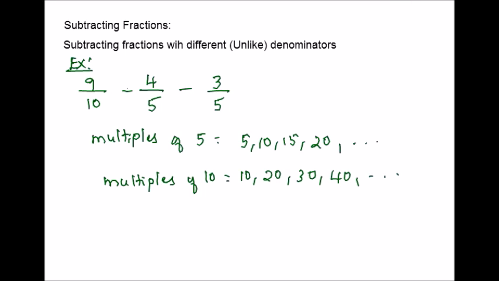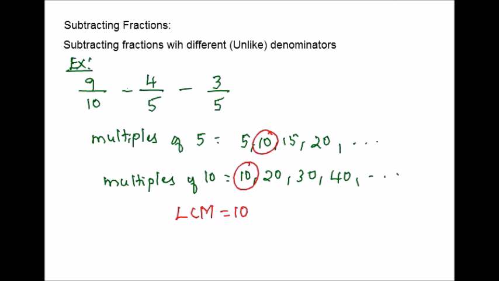Now let us take an example of subtracting fractions. I'm going to take 3 fractions here. We have 3 fractions. The denominators are different. First, let us list out the multiples of 10 and 5. By looking at the list of multiples, you can easily find the least common multiple. The least common multiple for this is 10.